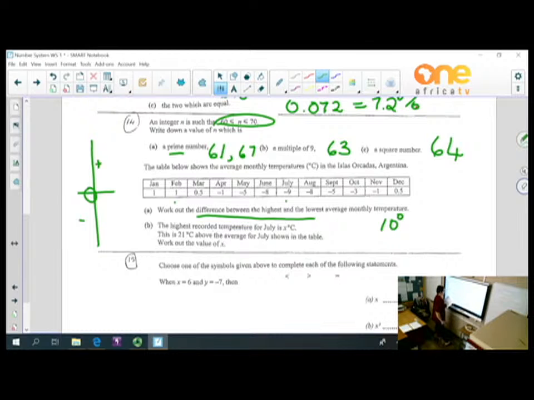And then the highest recorded temperature for July was X. This is 21 above the average for July shown in the table. Work out the value of X. Now the average for July is -9. And so from 21 to -9, we have 13 degrees.